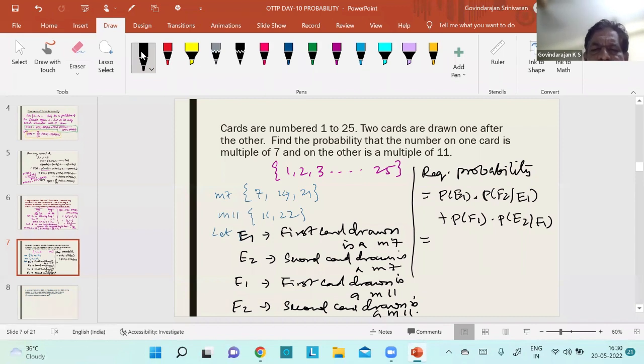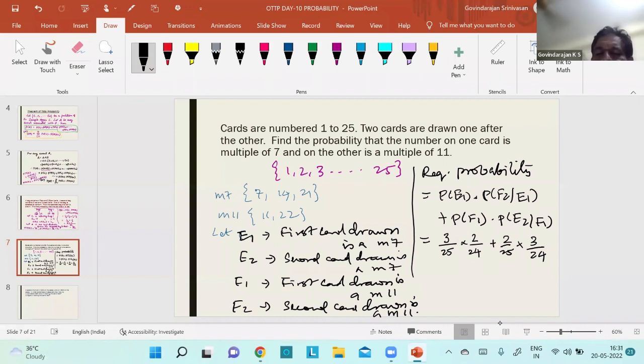What is the probability of E1? The first card drawn is a multiple of 7. That is 3 by 25. Multiple of 7 means 3 possibilities are there, 3 out of 25. And what is the probability of F2 given E1? The second card drawn is a multiple of 11, given that one card is already drawn, therefore it is 2 by 24, right? So 2 cards are multiples of 11. Or probability of F1 is 2 by 25, multiple of 11. Given that, the second card drawn is a multiple of 7, so 3 out of 24, given that already one card is taken. Am I right? So the product will give the correct answer.